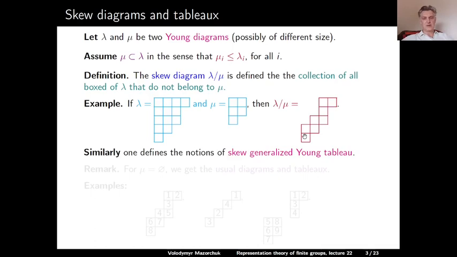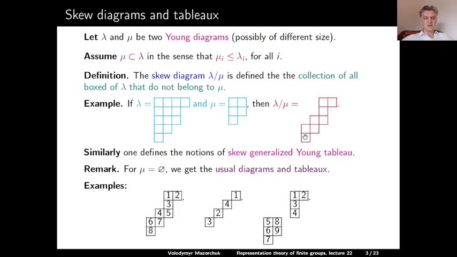And similarly, one defines the notions of skew generalized Young tableaus. So if mu is the empty tableau, then we recover the usual notions of Young diagrams and Young tableaus. So here are some examples of skew generalized Young tableaus. The first example is simply we filled in the boxes in the previous example by some numbers, and we did it so that they increase left to right and top to bottom in all rows and columns. And here are some further examples which can be easily seen are obtained by taking a Young diagram, taking away some of its Young subdiagram, and then filling in the remaining boxes with some numbers.